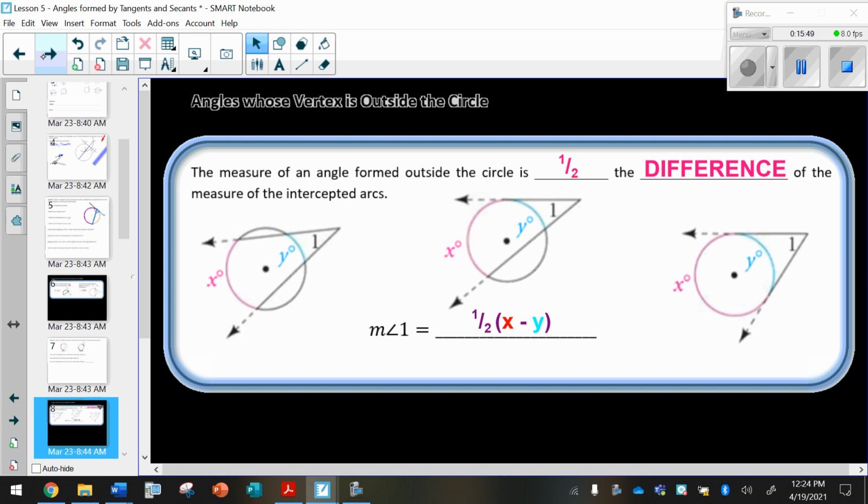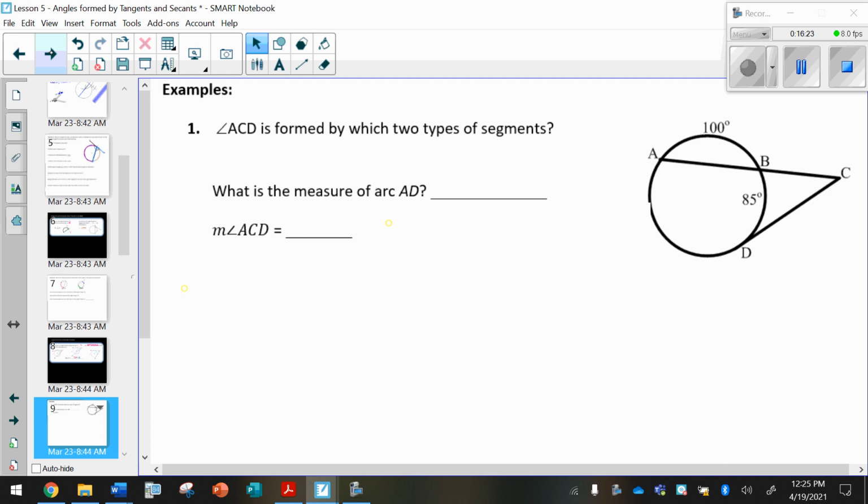The measure of an angle formed outside of the circle, whether it's two secants that eventually meet outside the circle, the measure of that angle is half the difference of the arcs. If we have one tangent and one secant, the angle is half the difference of the arcs. Even if it's two tangents that meet outside the circle, the angle is half the difference of the intercepted arcs. So you subtract the arcs, divide by 2. So let's do some examples, shall we? Yes, we shall. Angle ACD is formed by what type of segments?